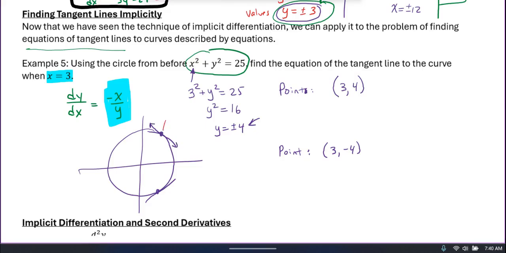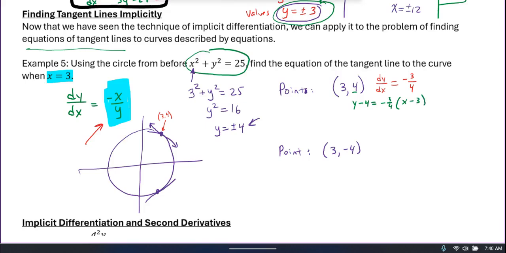Let's go ahead and start with this first one, which is at the point 3, 4. All right, so at 3, 4, our derivative value, we're just going to use our derivative from over here, is the negative x value over the y value, negative 3/4. All right, so we have all the details we need. y minus y1 equals m, that's our slope given by the derivative, times x minus x1. There is an equation of our tangent line.